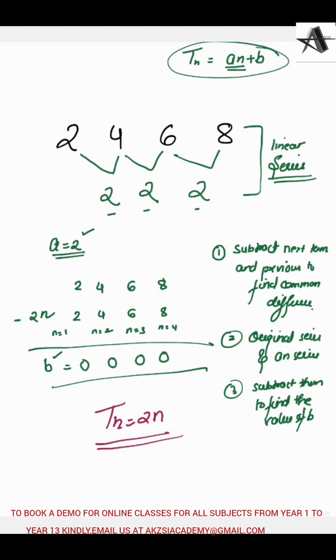Let me do one question on it to get better clarity. Suppose this is 3, 7, 11, 15.